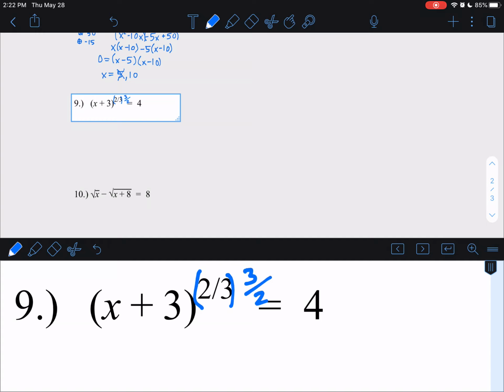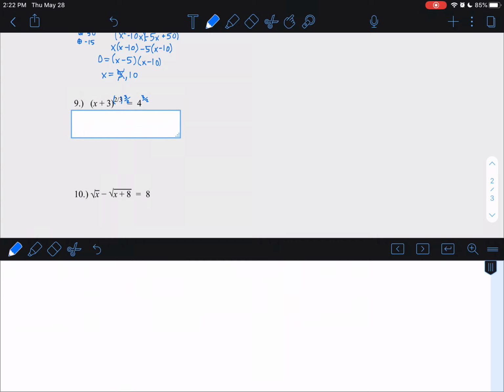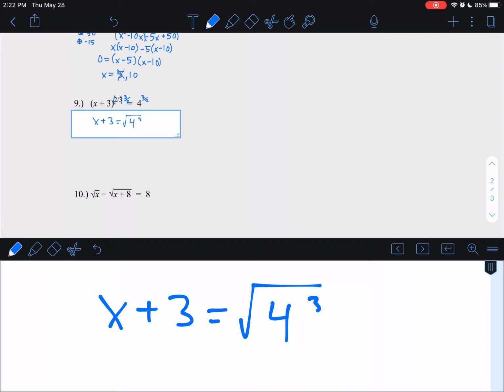So 2/3 times 3/2 is going to come out to 6/6, which is just 1. But since I took that to the 3/2 power, I have to take this to the 3/2 power as well. And when I do that, I'm going to get x plus 3 equals 4 to the 3/2. And remember that the denominator becomes the root and the numerator becomes the exponent. So I'm going to rewrite this 4 to the 3/2 as the square root of 4 to the 3rd power.